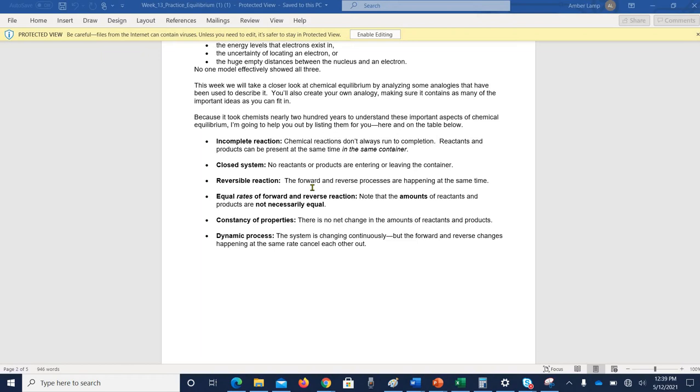And then dynamic process means that something is changing. If we were to say static, that means something's staying in place. Dynamic means it's moving. So if the system is changing continuously, a reversible reaction would be a great example of this. You have something forming products and reactants, and the system is continuously changing or moving.